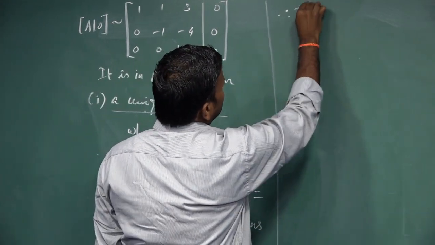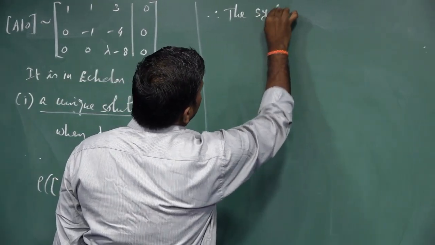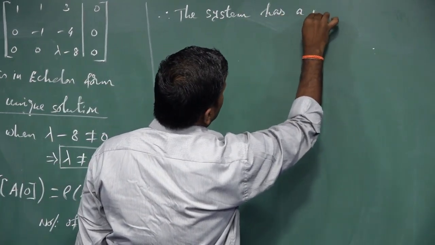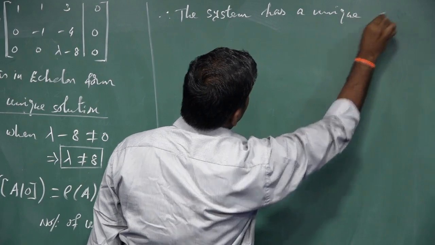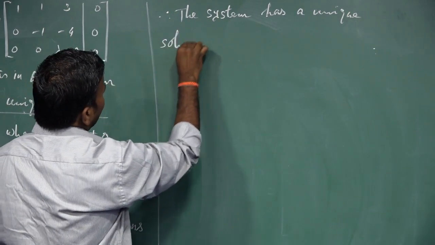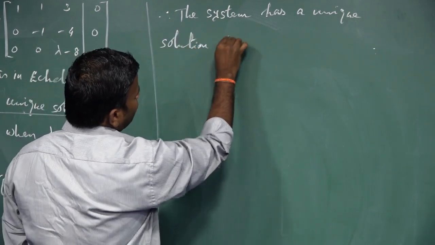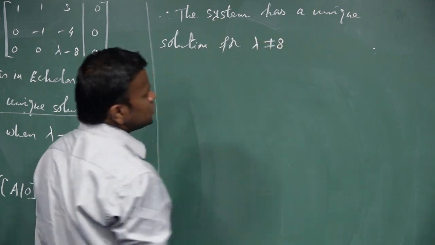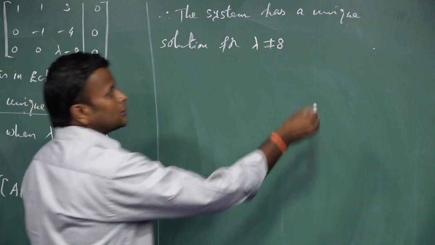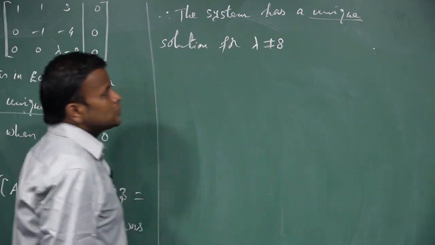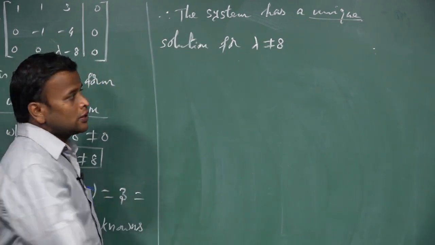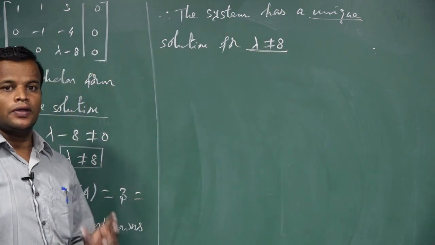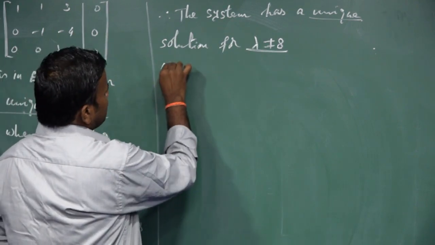Therefore, the system has a unique solution for the value of lambda not equal to 8. You identify the given system as having a unique solution only when the value of lambda is not equal to 8. What is the second one?